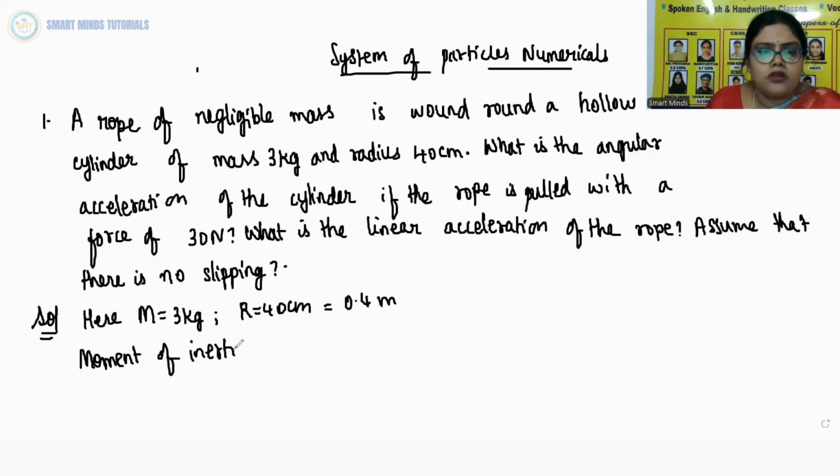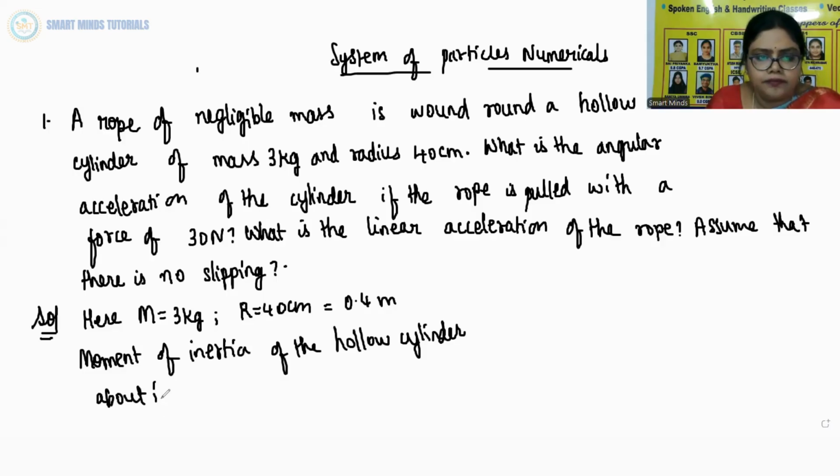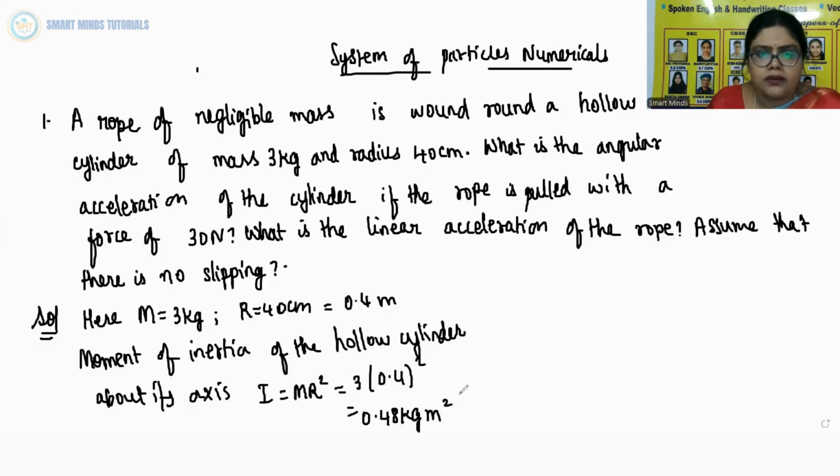Because a hollow cylinder is given, the moment of inertia of the hollow cylinder about its axis has the formula I is equal to mr square. So m is 3 and r is 0.4 whole square. If you solve this, you will get 0.48 kg meter square.